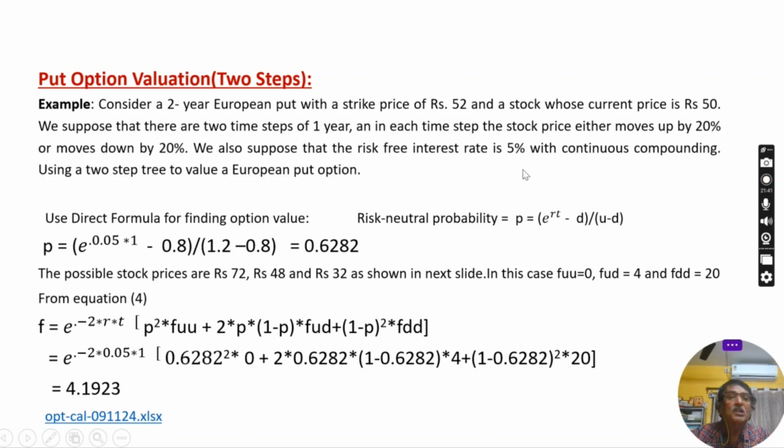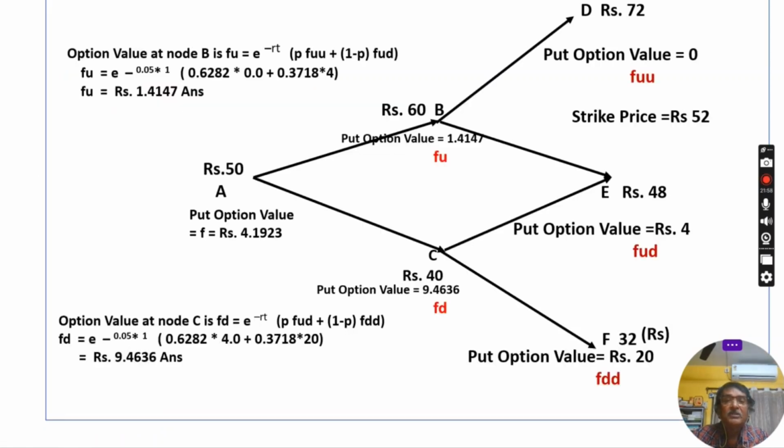Okay, the risk neutral interest rate is 5%, and it is assumed to be continuous compounding. You have to find out the put option value using this 2 step binomial option pricing model. How have you done this? First, see the picture. This is the picture.